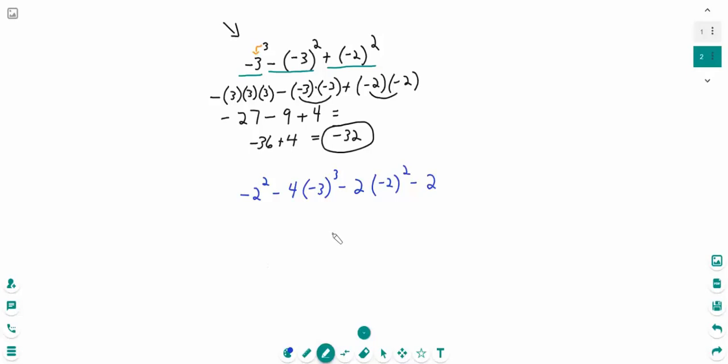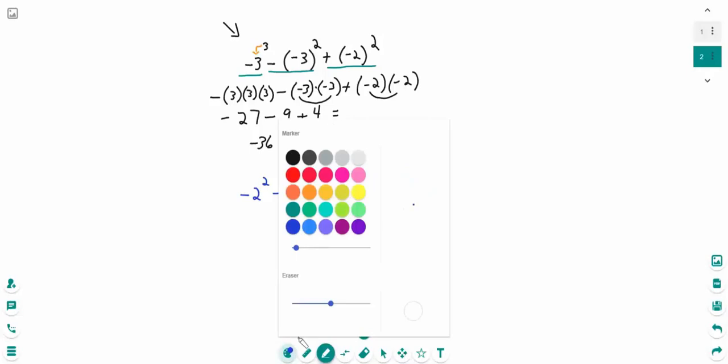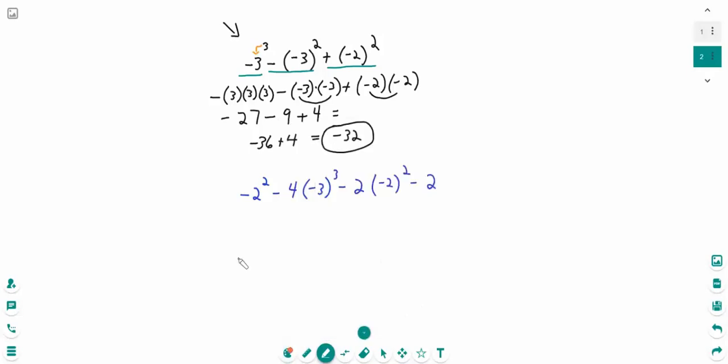Or, you know what, let's try to shorten this up a little bit. We're going to try to do some of this in our head, all right? So that you can practice doing it that way. And maybe we'll just change color once again here. So this is our initial problem. So we have a negative 2 raised to the 2.